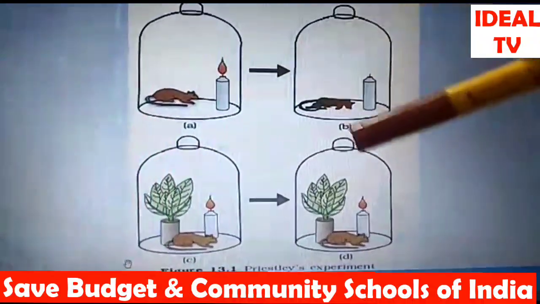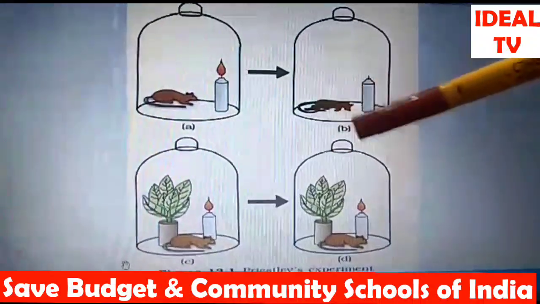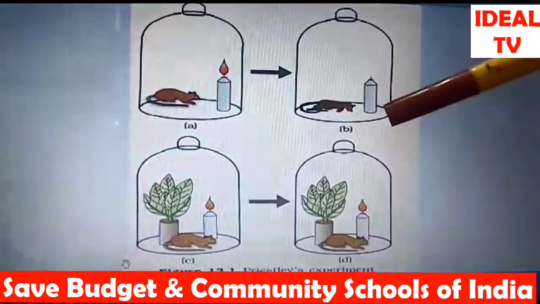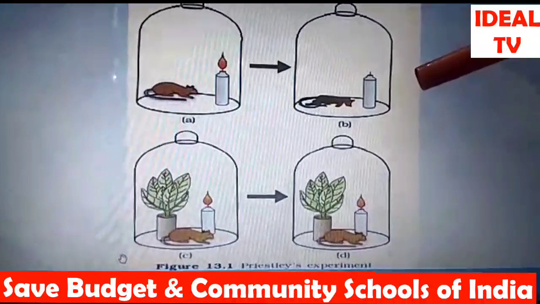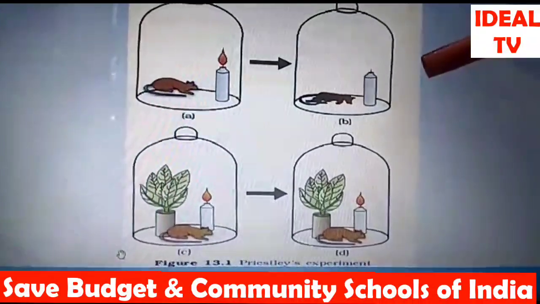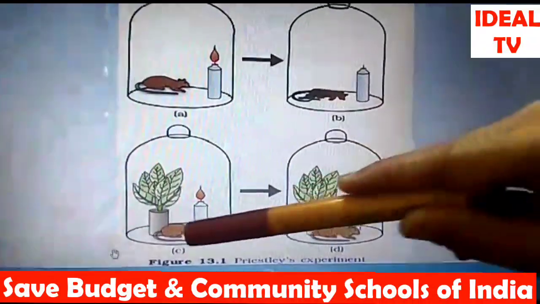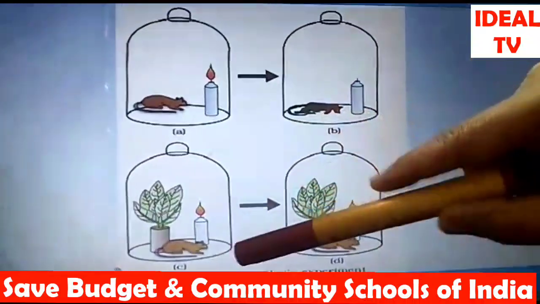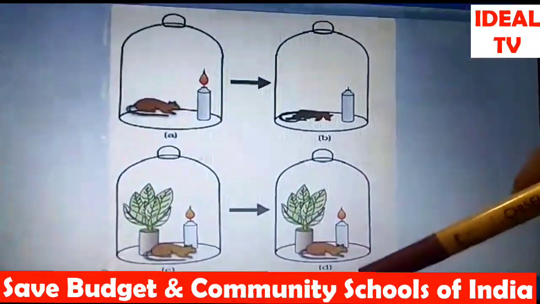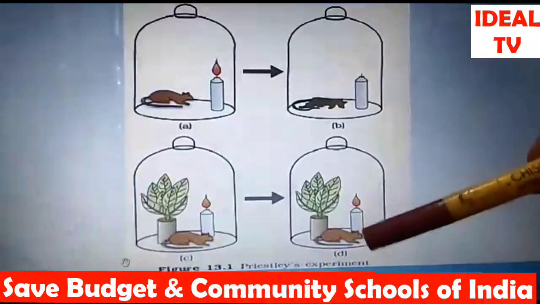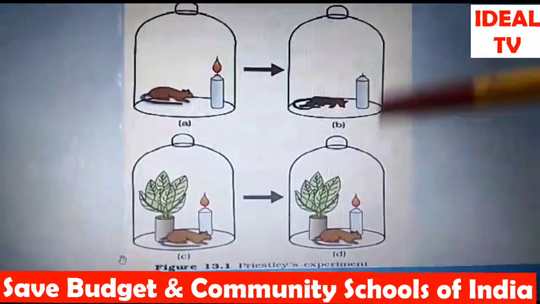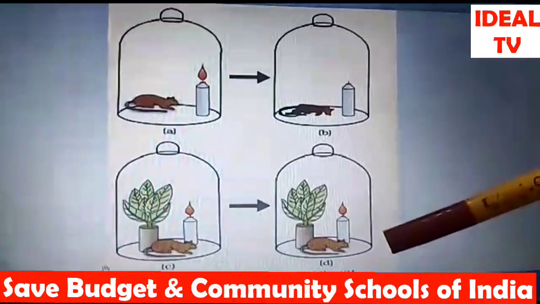But after some time, you can see that the mouse has died and the candle also gets extinguished. What happened actually, you need to observe. In the later case, when you put a mint plant into the bell jar, the mouse is able to keep itself alive, and also the candle is burning. So what difference can you make out with these two different cases?